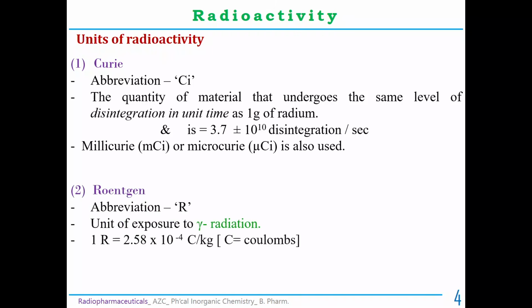Second unit is Röntgen. Abbreviation is capital R. It is the unit of exposure to gamma radiation. 1 Röntgen is equal to 2.58 into 10 raised to minus 4 coulombs per kg.